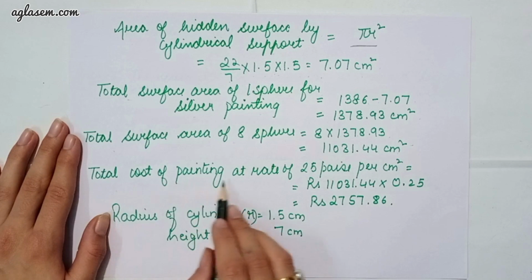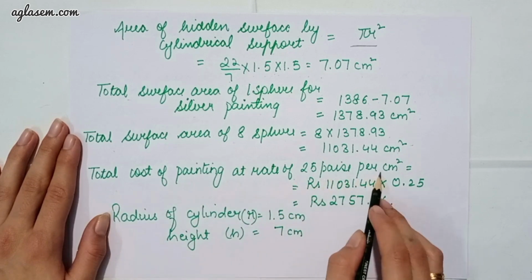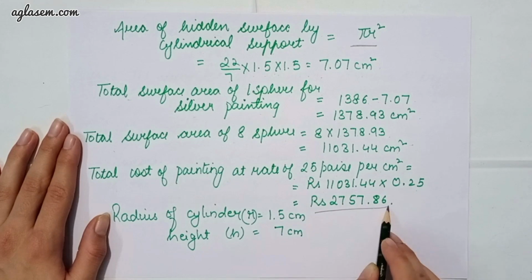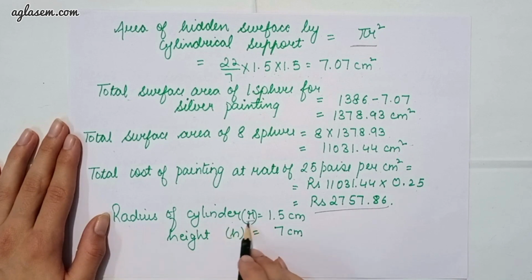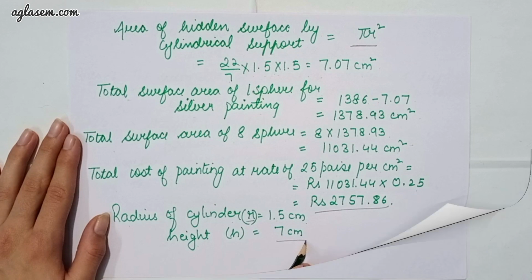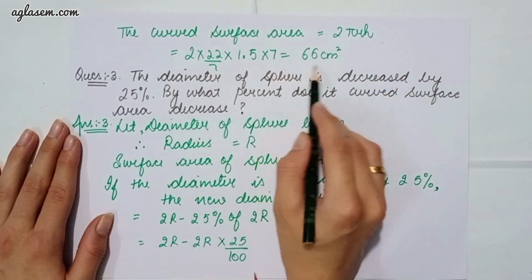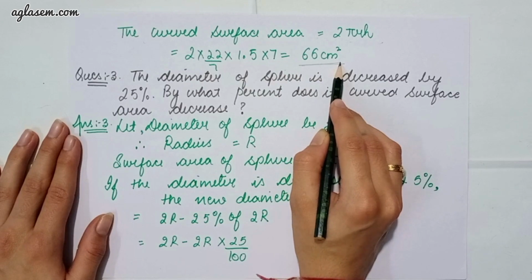So the total cost of painting at the rate of 25 paisa per centimeter square, we have to multiply it and it will come to 2757.86 rupees. So the radius of the cylinder, that is small r, is 1.5 and the height is given to us, that is 7 centimeter. The curved surface area is 2 pi rh. Applying the values, we will get 66 centimeter square.